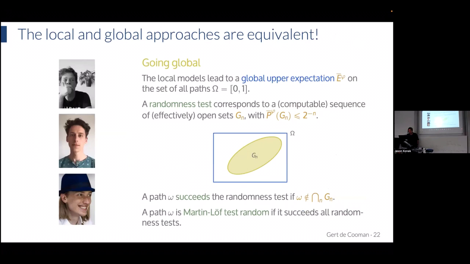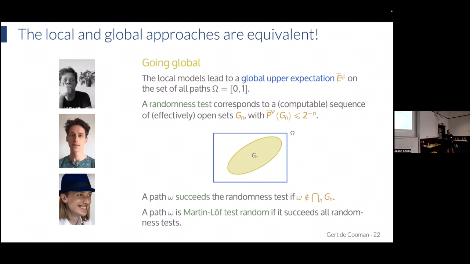What we've also proved is that you can define randomness. There's a global way of defining randomness in very much the same way as before. But now we will have an upper probability that is bounded above by an exponential and increases exponentially. Not much difference there as well.